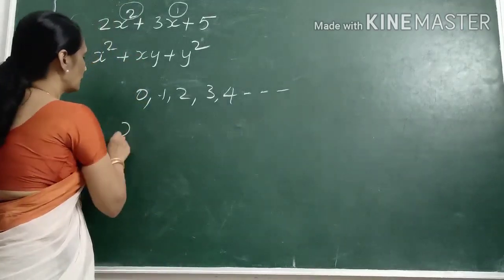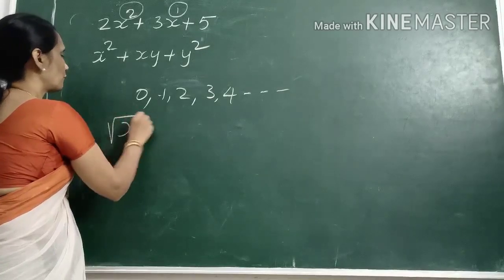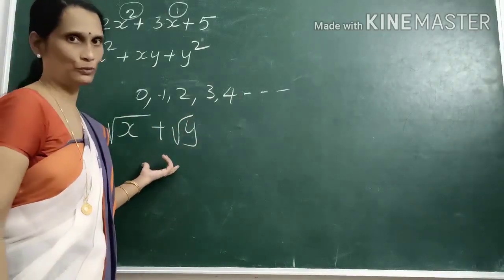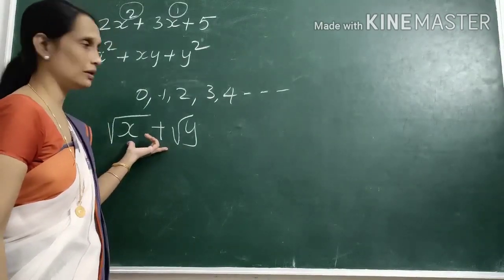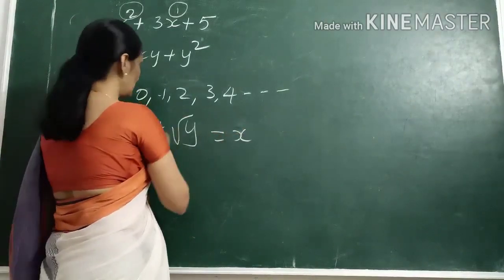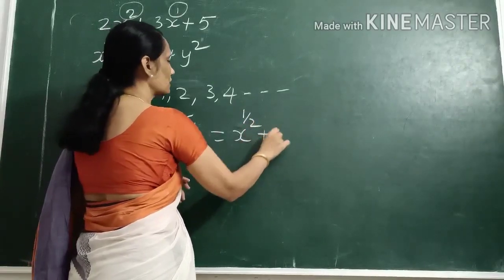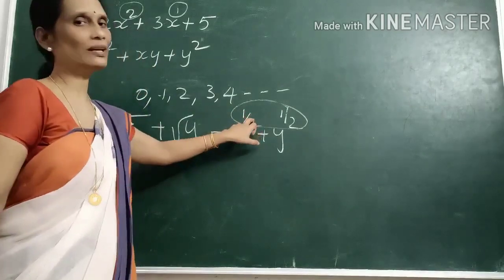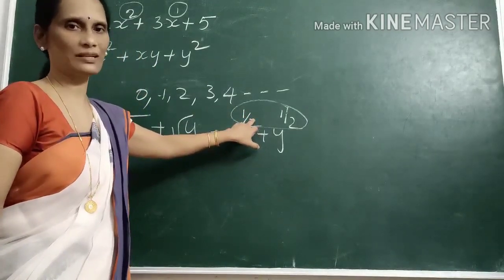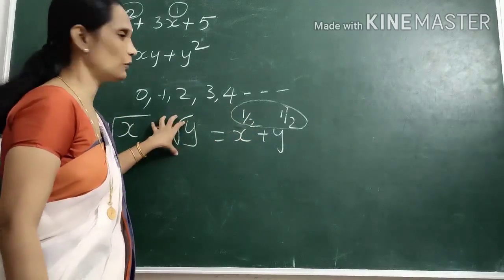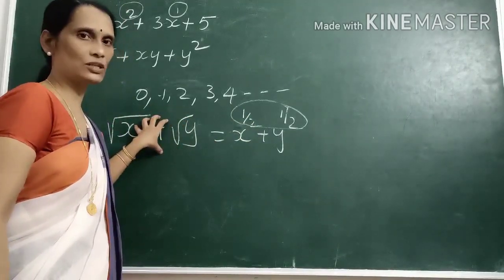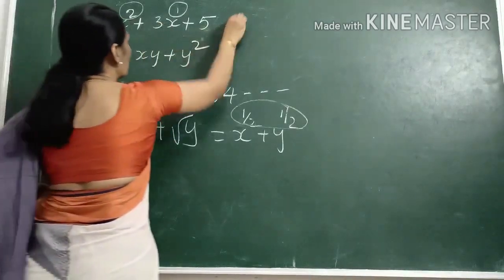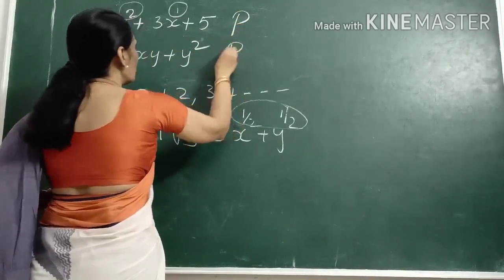See here, square root of x plus square root of y. It is not a polynomial. Why? Because this is equal to x power 1 by 2 plus y power 1 by 2. This 1 by 2 is not a positive integer, right? So this is not a polynomial. It is an algebraic expression, but it is not a polynomial. So this is a polynomial, and this is also a polynomial.